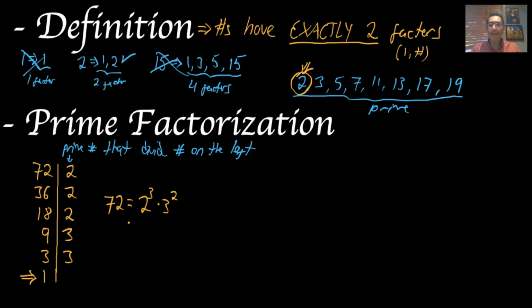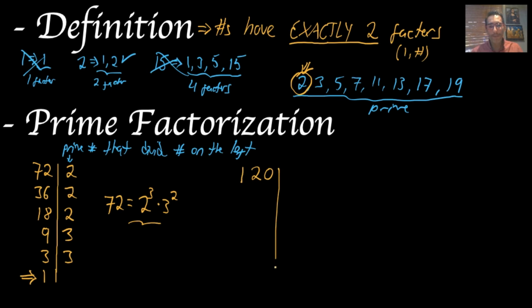Okay? And this is what we call the prime factorization of a number. In this case, the prime factorization of 72 is 2 to the power of 3 times 3 to the power of 2. All right? Let's do another example, just to be clear. Any other number that we want to think of? Help me here. I don't know, 120. Okay, let's go with 120. Let's see what we get.